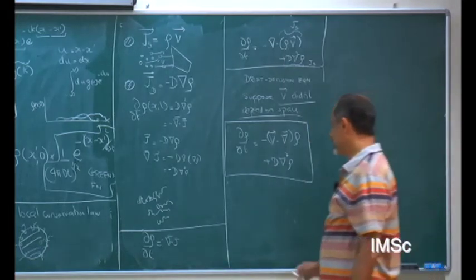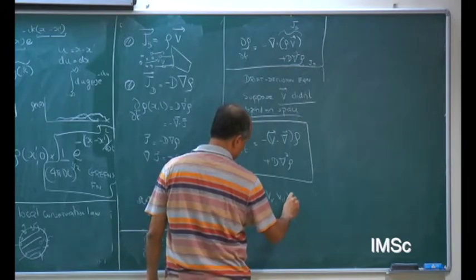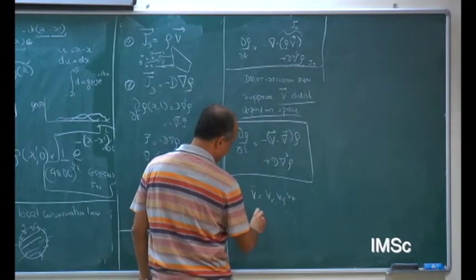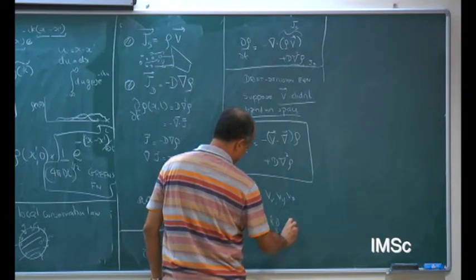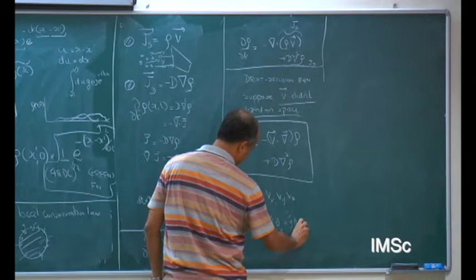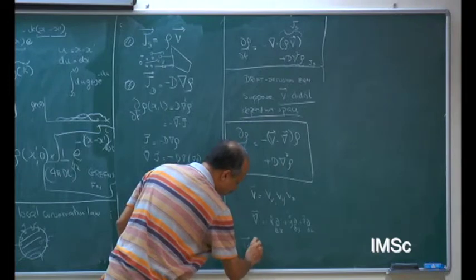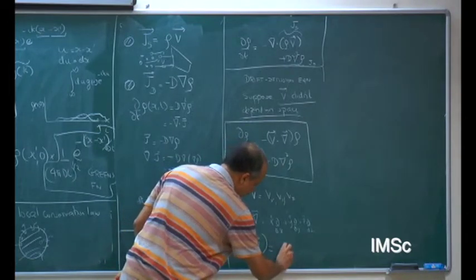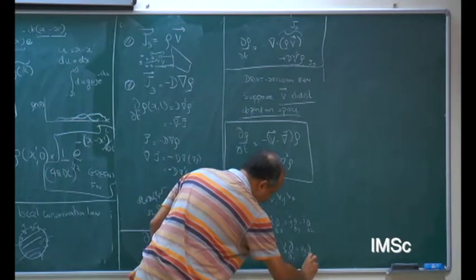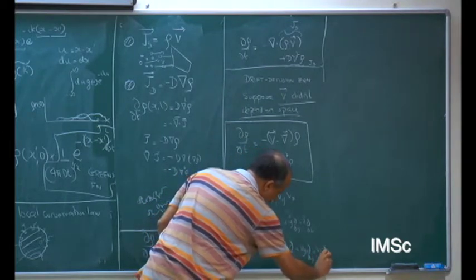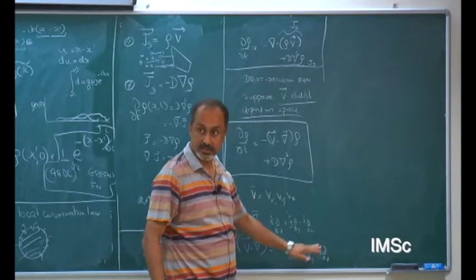V dot gradient is, if V is Vx, Vy, Vz, and the gradient grad is x hat delta by delta x plus y hat delta by delta y plus z hat delta by delta z, then V dot grad, which we will see in some other form later, is just Vx delta by delta x plus Vy delta by delta y plus Vz delta by delta z. And this is not a vector, it's just a scalar operator that acts upon rho.